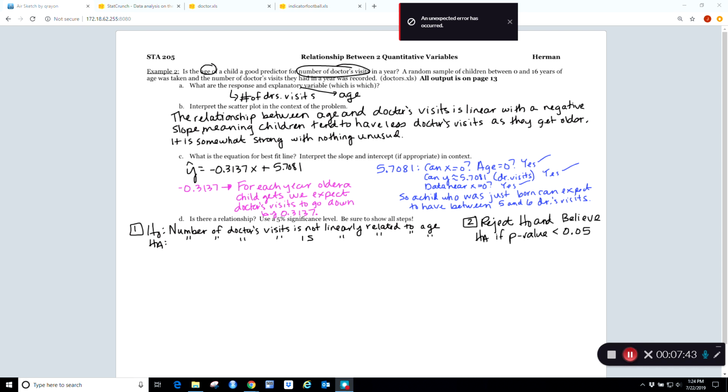Now we have the same second step that we've always had. So we're just going to reject the null and believe the alternative if our p-value is less than alpha. And we're told to use a 5% significance level.